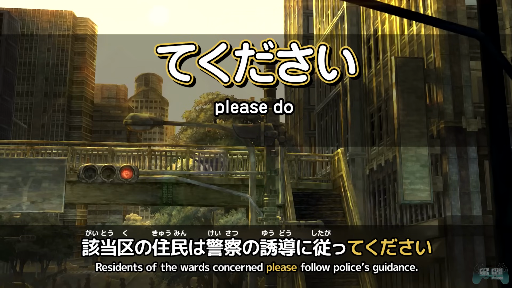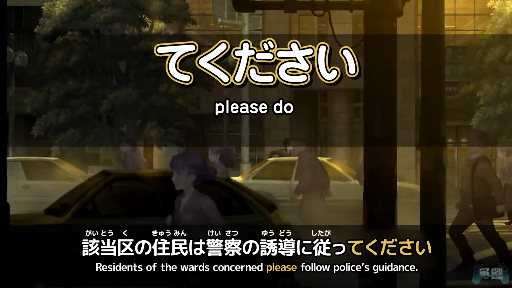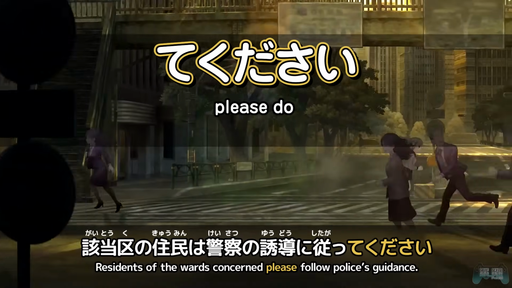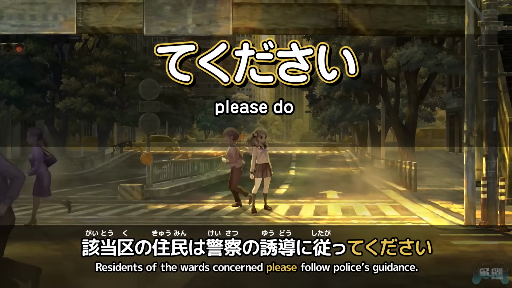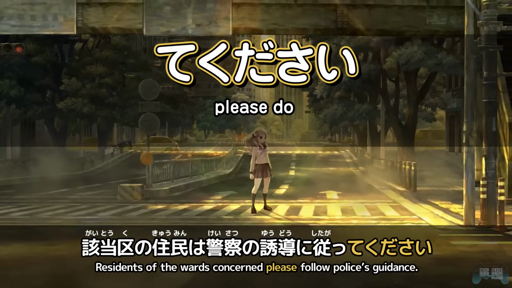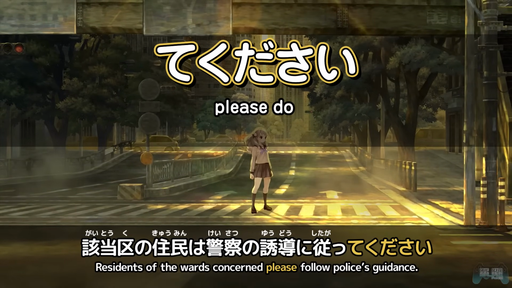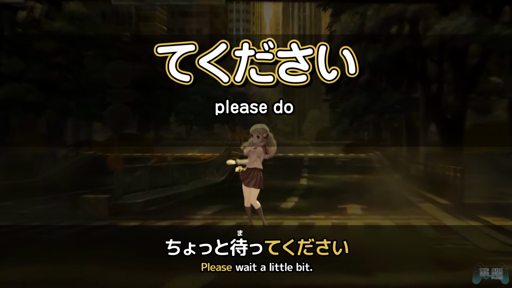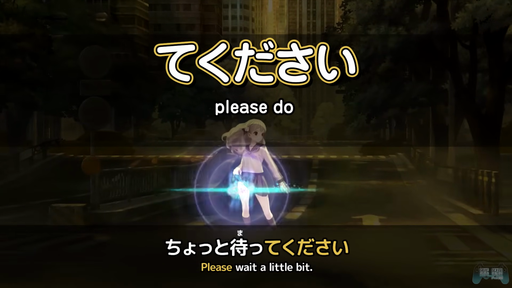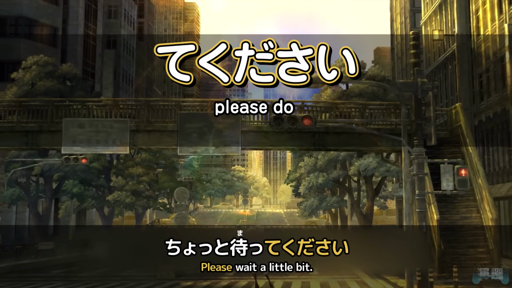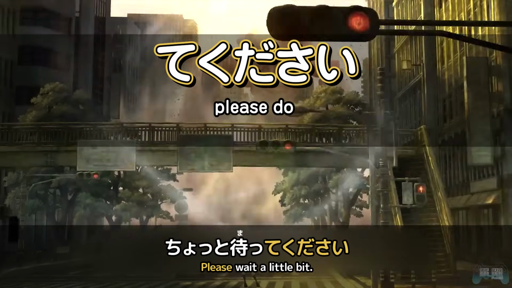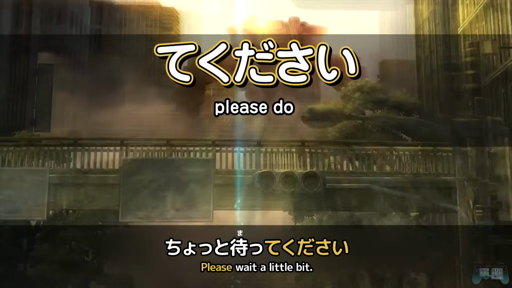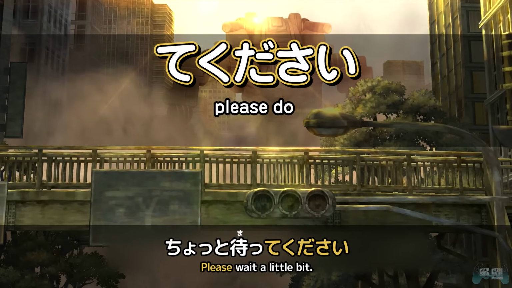Te kudasai. Please do. So similar to o kudasai, when you ask politely for an object, te kudasai is now asking politely for someone to do a verb, because the te is the te form of the verb. Perhaps one of the earliest Japanese expressions that people learn in their textbooks is chotto matte kudasai. Please wait a little bit. So here, matsu means to wait, and chotto is a little. So put the verb in the te form, matte, followed by kudasai, please do, please wait, matte kudasai.